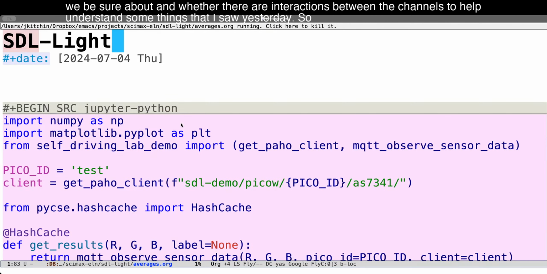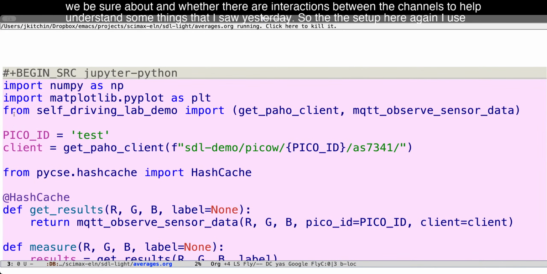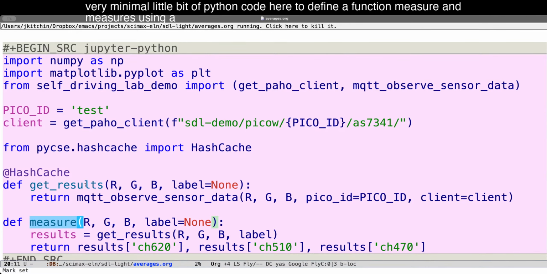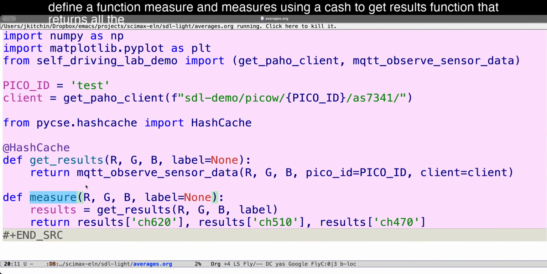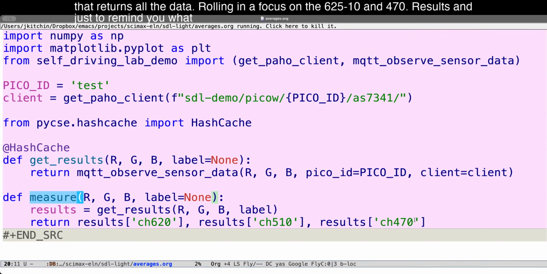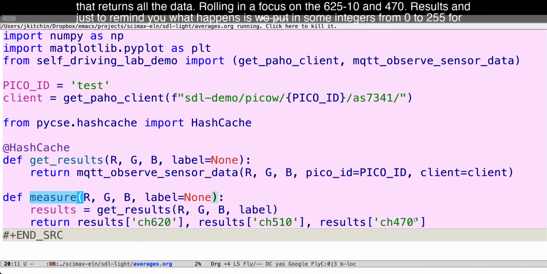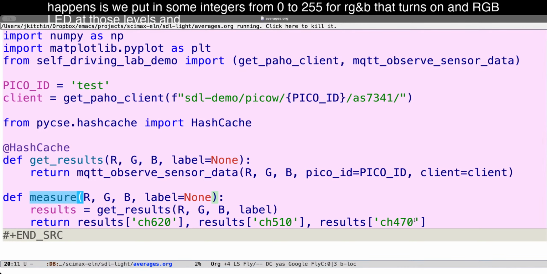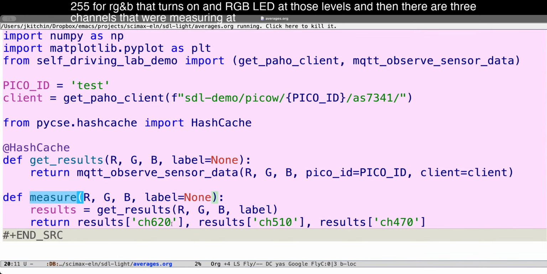So the setup here, again, I use a very minimal little bit of Python code to define a function measure, and measure uses a cached get results function that returns all the data. We're only going to focus on the 620, 510, and 470 results. Just to remind you, we put in some integers from 0 to 255 for R, G, and B. That turns on an RGB LED at those levels. And then there are three channels that we're measuring at 620 nanometers, 510 nanometers, and 470 nanometers.